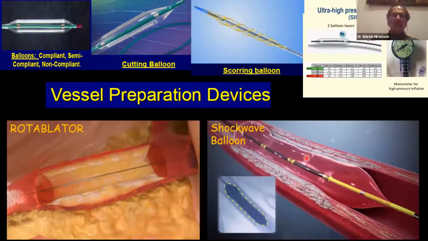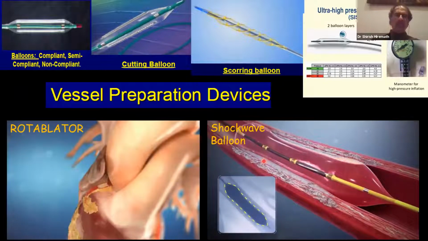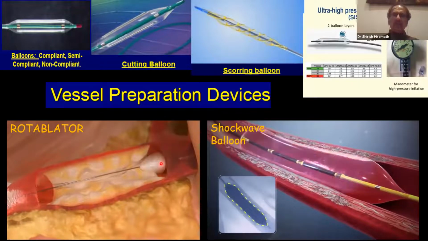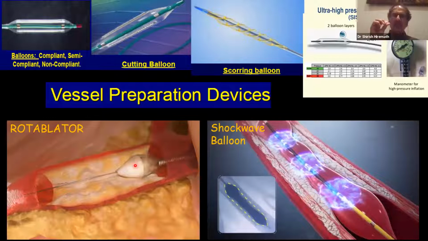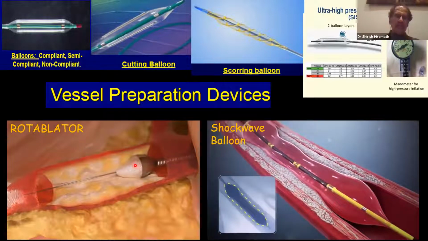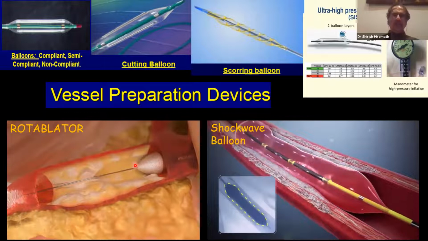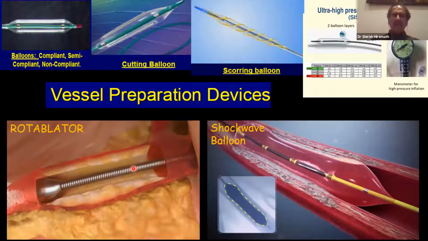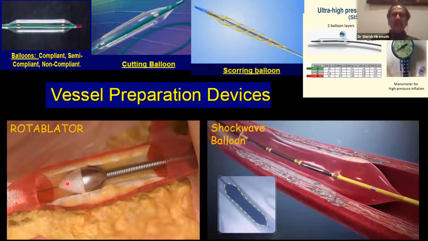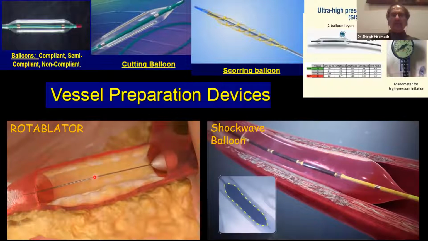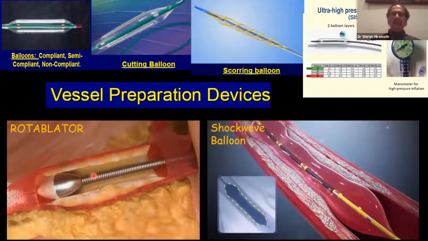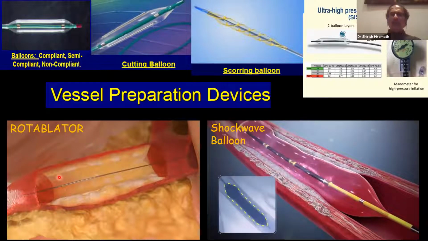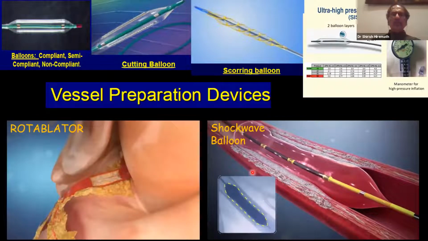When you talk of rotablator, all of you know that rotablator has this drill, and this drill actually cuts through the calcium. It is like we use this drill to make a hole in the wall of the house to hang a calendar. So this drill rotates, and it makes space by cutting the calcium, and then you can use a balloon to further expand. So this is an old technique, which is more than 20 years old. We've been using shockwave for just about a year now.